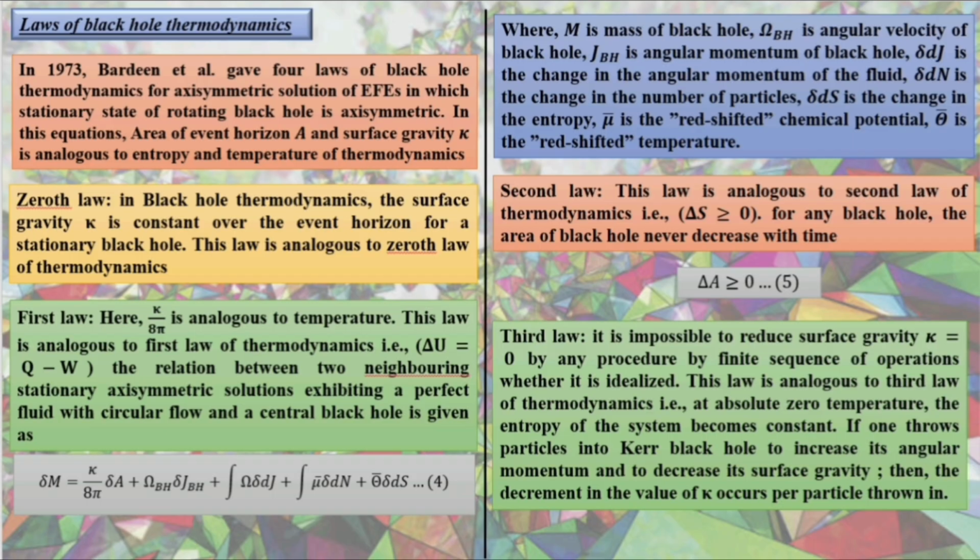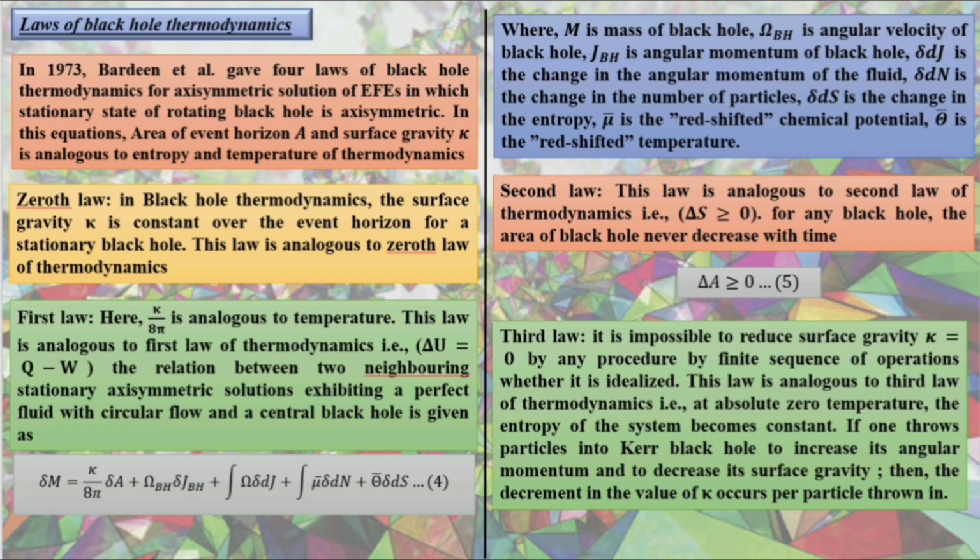So let us see the zeroth law in black hole thermodynamics. Surface gravity K is constant over the event horizon for a stationary black hole. This law is analogous to the zeroth law of thermodynamics. Let us see the first law. Here K over 8 pi is analogous to temperature. This law is analogous to the first law of thermodynamics, that is delta U is equal to Q minus W.